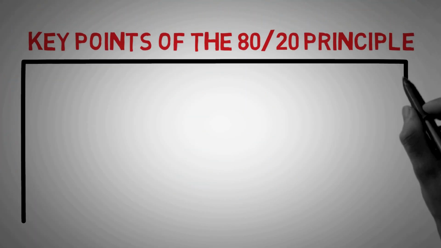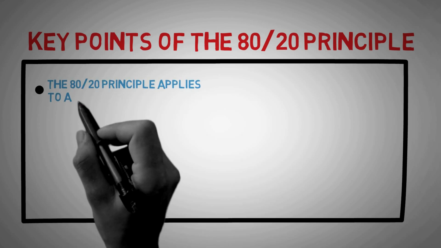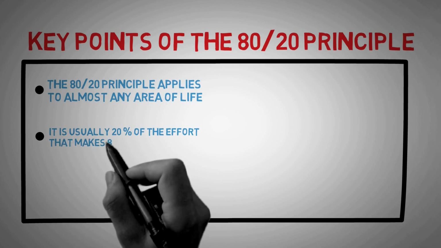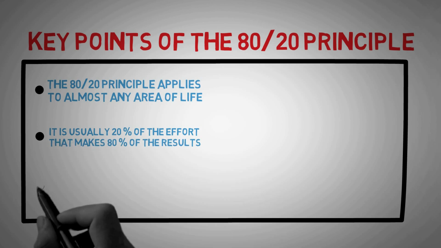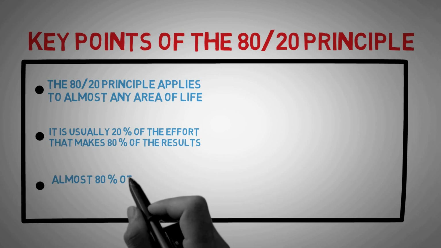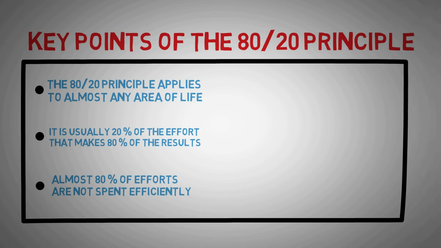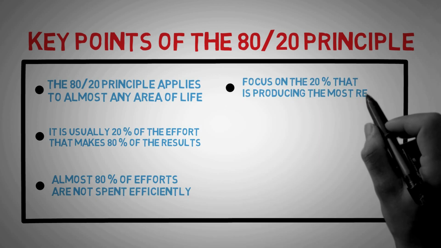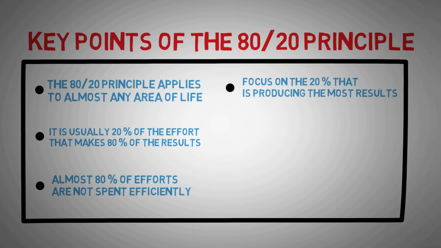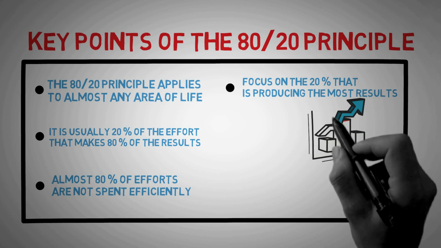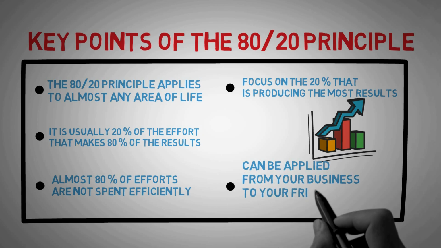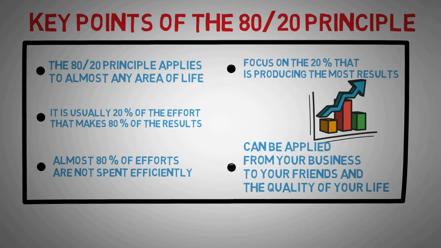The key point of this book summary is that the 80-20 principle applies to almost any area of life. It is usually 20% of the effort that makes up 80% of the results. With that in mind, almost 80% of efforts are not spent efficiently. So try to focus on the 20% that is producing the most results. You'll see a massive boost in your productivity. Keep in mind that this simple concept can be applied to a range of things in life, from business to friends and the quality of your life.